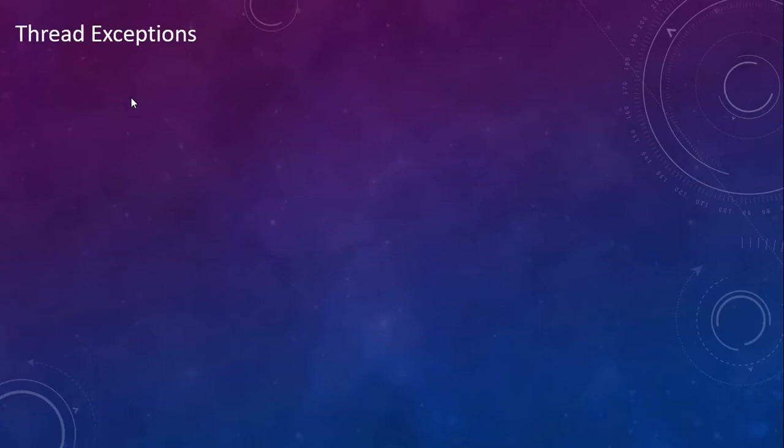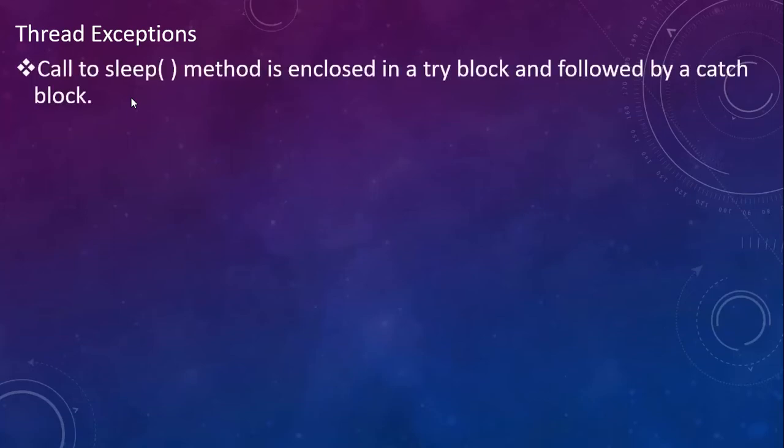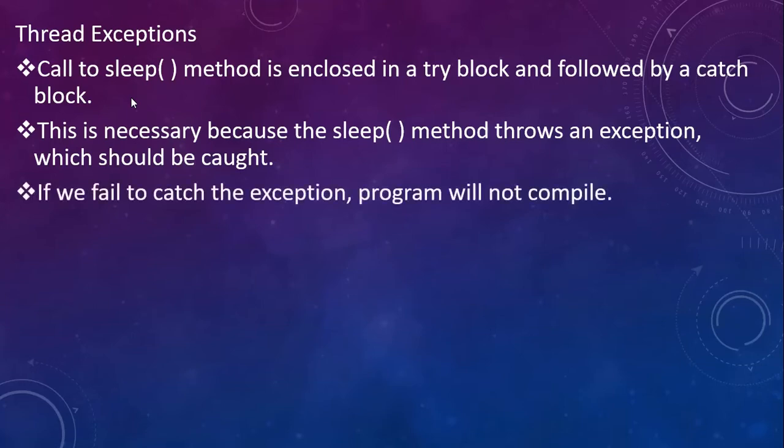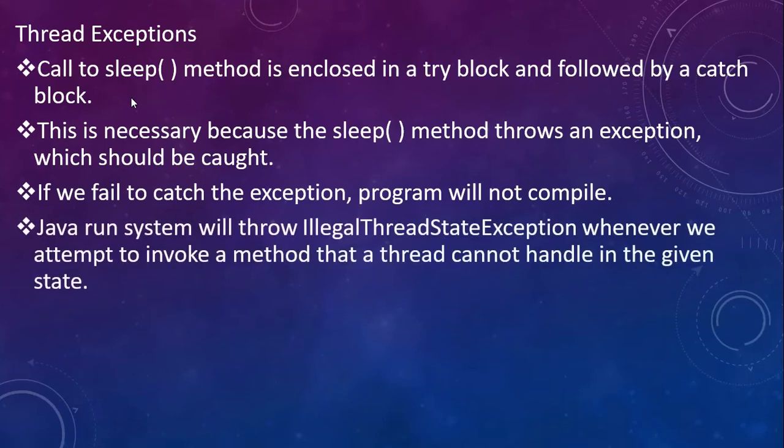Next we are going to see what these thread exceptions are. As I have told you, when we use the sleep method, you saw that exception handling took place. So let us see what thread exceptions are. A call to the sleep method is enclosed in a try block and followed by a catch block. We have just seen that in the code. This is necessary because the sleep method throws an exception which should be caught. If we fail to catch an exception, the program will not compile.